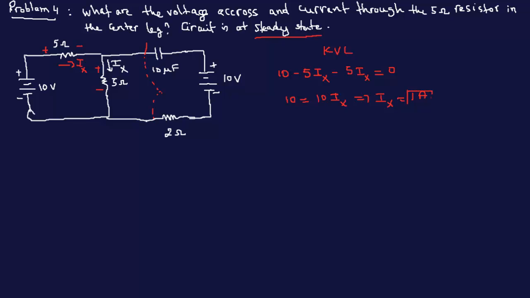So there's 1 amp going through this. So we already found one of the answers. Now to find the voltage is pretty easy, right? V is equal to IR. We know what I is, 1, already found it. We know what R is, given as 5 ohms. So therefore voltage is 5 volt.